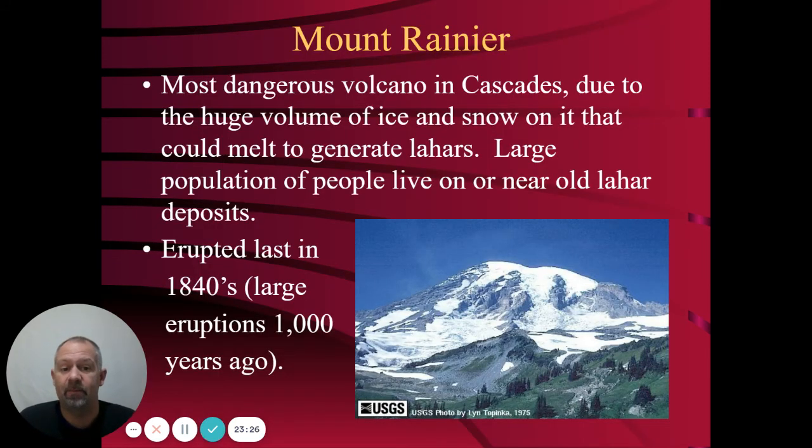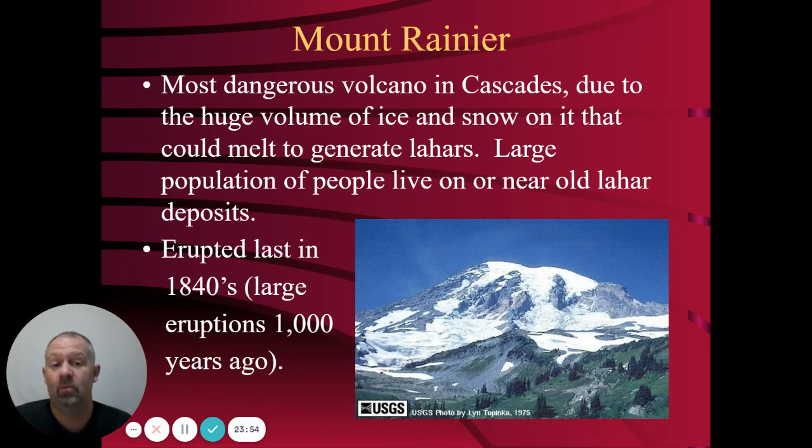The next mountain I want to talk about, and I tried to summarize these a little at the bottom of our page, is Mount Rainier. Mount Rainier is the mountain up by Seattle. What do I have to say about it? It's probably considered the most dangerous of any of the volcanoes in the Cascades. And it's not because it's bigger, or because it's going to blow bigger or is more likely to erupt. The main reason is that it has a huge volume of ice and snow on it.